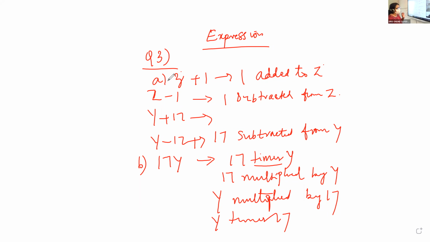See, when multiplication comes, these are all the different ways we can say it: 17 times y, 17 multiplied by y, y multiplied by 17. What is the reason? What is the answer for 2 multiplied by 3? 6. And for 3 multiplied by 2? 6. That means if the order changes, your answer does not change. This property applies to addition and multiplication.